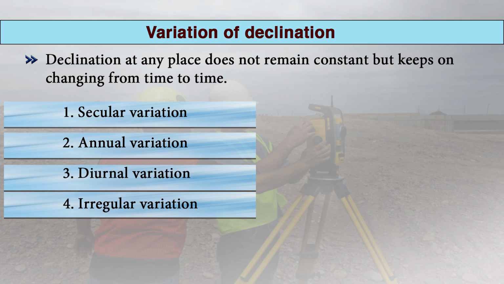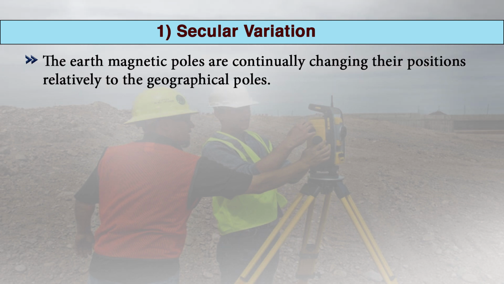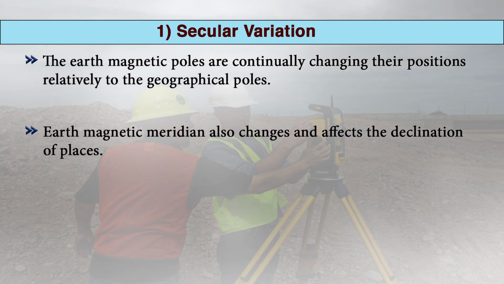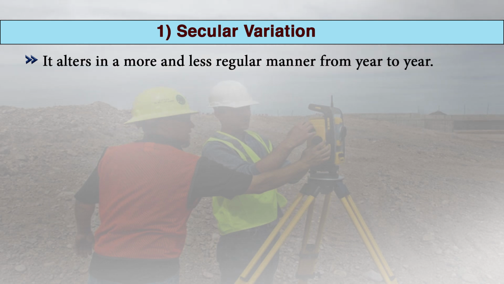There are basically 4 types of variations which we have to study. First one is secular variation, second is annual variation, third is diurnal variation and fourth is irregular variation. So, first we will discuss secular variation. The earth's magnetic poles are continually changing their positions relative to the geographic poles. Earth's magnetic meridian also changes and affects the declination of places. Secular variation is a slow continuous change in declination of places. It alters in a more or less regular manner from year to year.